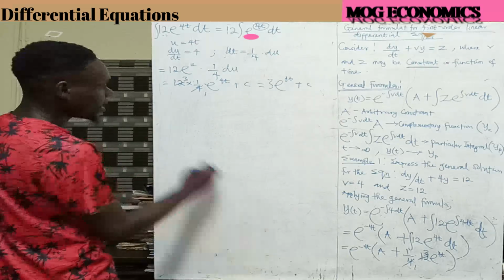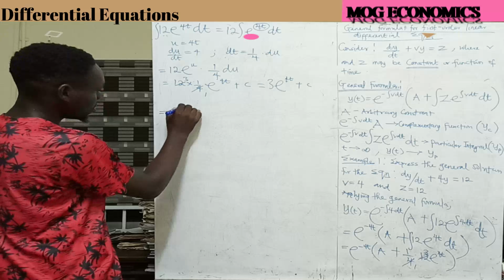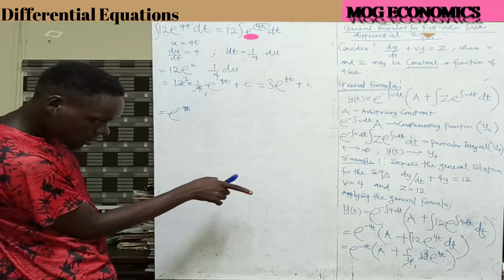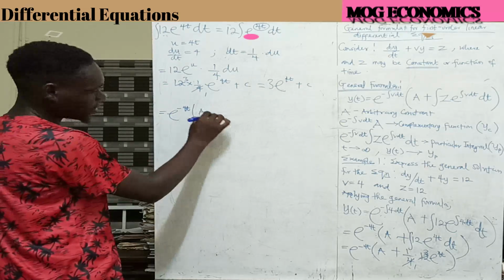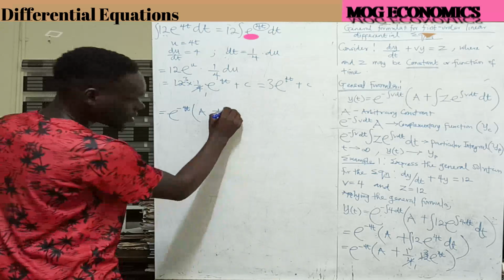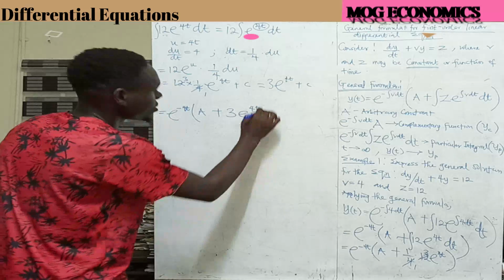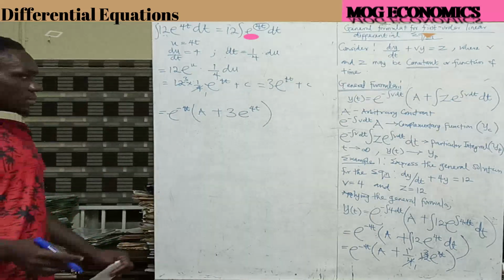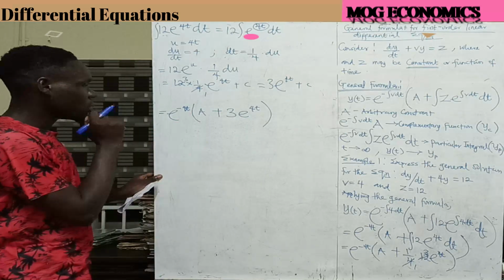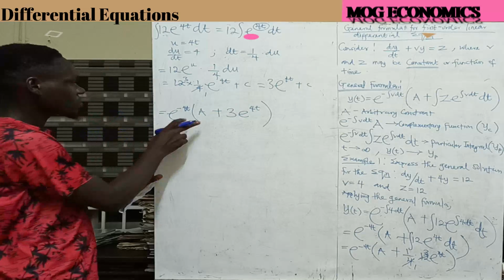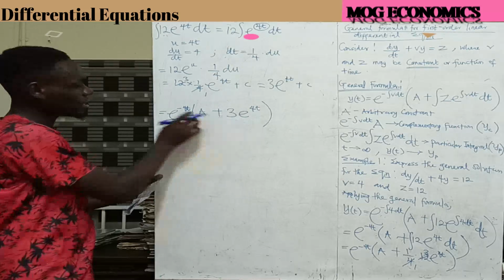Now, let's continue from there. We have this, a natural e raised to the power minus 40 into the bracket a plus, now that is 3e raised to the power of 40. Alright, so we have this. So now from here we have, let's expand the bracket with this.